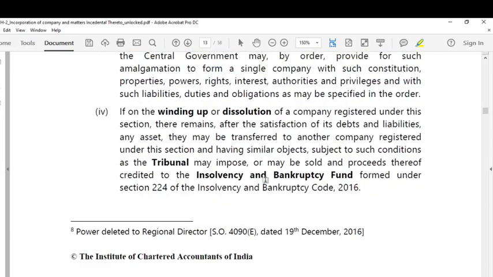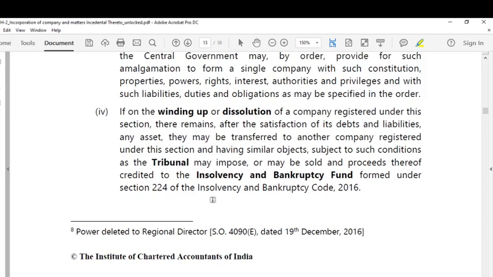And the fourth way is that on the winding up or dissolution of a company, if the central government orders winding up or dissolution of the Section 8 company, in all such cases the assets and liabilities will be transferred to another company. And if there is any surplus out of it, the tribunal can transfer that money to the insolvency and bankruptcy fund.